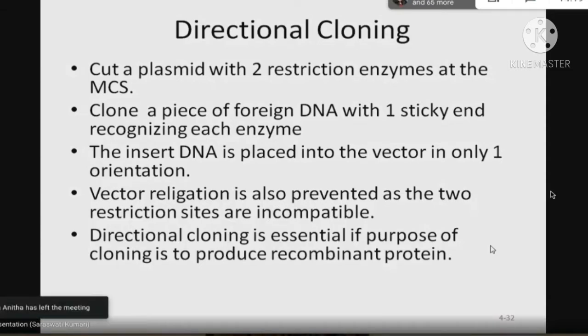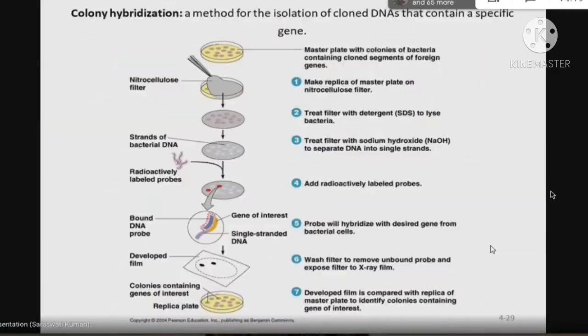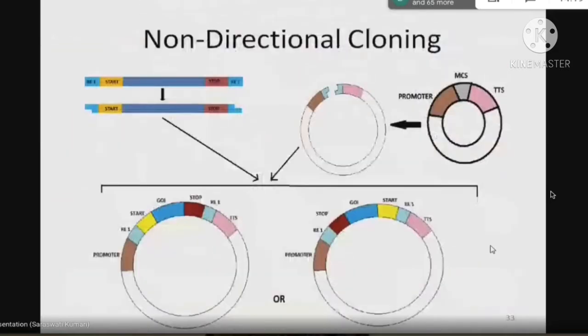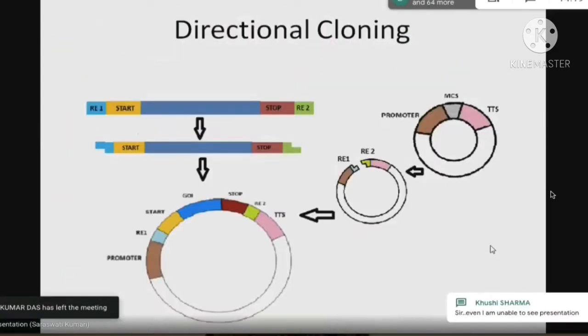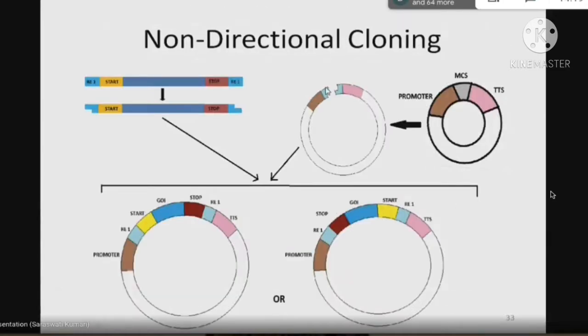So what is the other benefit of directional cloning? You can see here, since we have digested it with the same enzyme, it can self-ligate and recircularize. But if it is directional cloning, both ends are different.